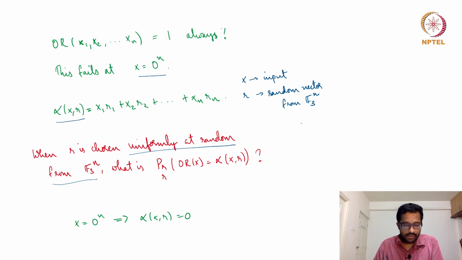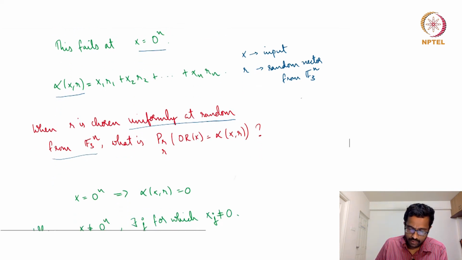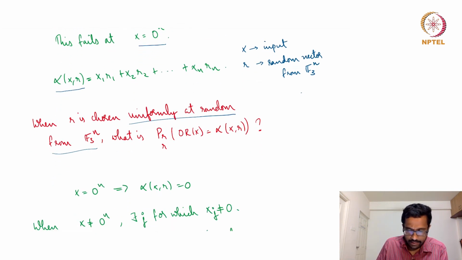What is the probability that the OR function is equal to alpha? Let us fix an x and look at it, with the probability being over the choice of the random string r. One thing is clear: when x is the 0 string, alpha will always output 0, because it doesn't matter what r is, everything gets killed. So alpha x r is 0 when x is the 0 input.